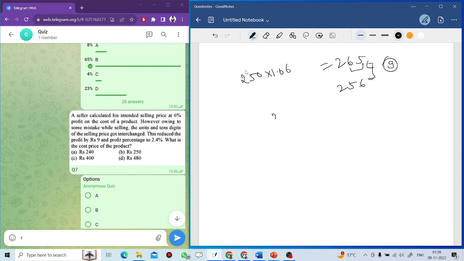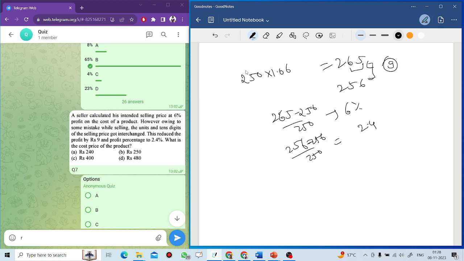Now calculate the profit percentage in each case. 265 minus 250 by 250. Okay, so 265 minus 250 by 250 is 6%. Next case, 256 minus 250 by 250, 6 by 250. So this is 2.4%.